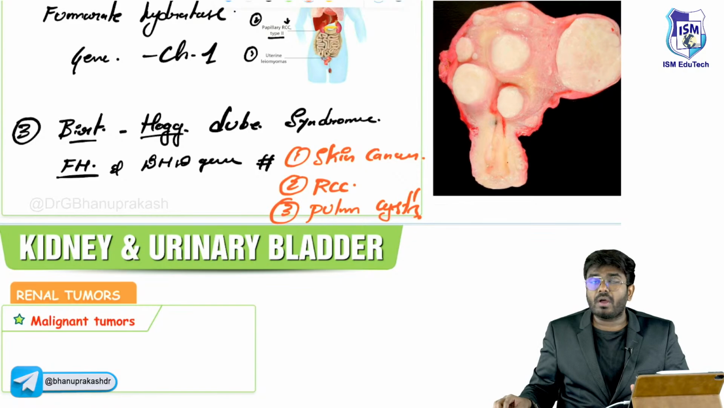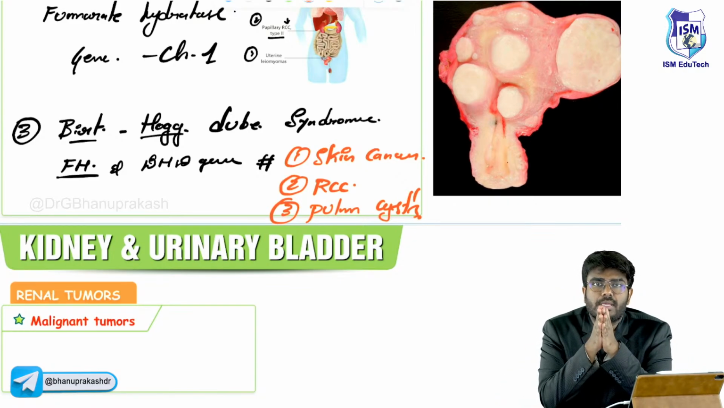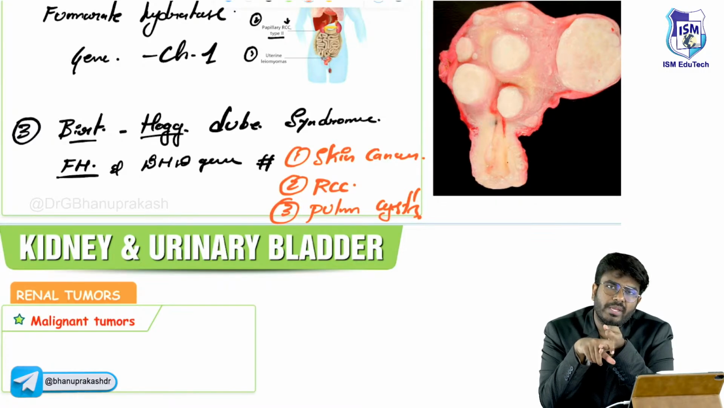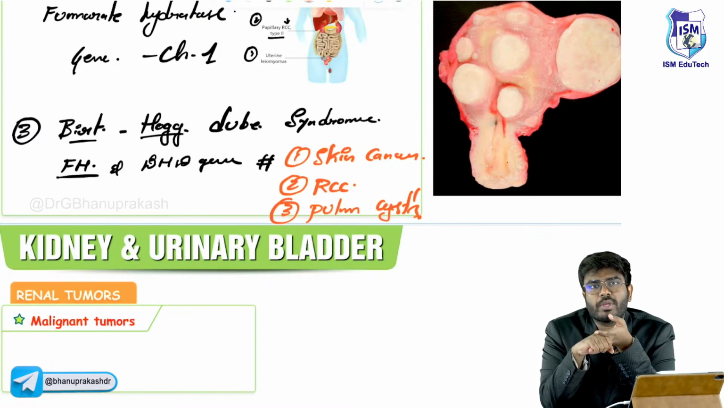At the end of the day, what are the three familial syndromes which can be associated with renal cell carcinoma? Von Hippel-Lindau syndrome, hereditary leiomyomatosis with bilateral renal cell carcinoma, and third one is BHD, Birt-Hogg-Dubé syndrome. In which condition is the patient going to have leiomyomas? Second one, hereditary leiomyomatosis, uterine fibroids.